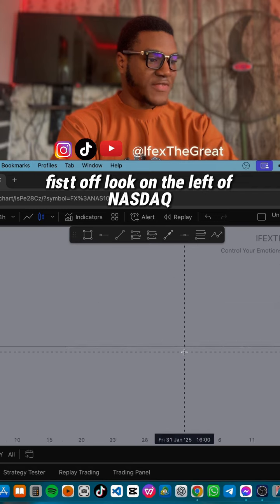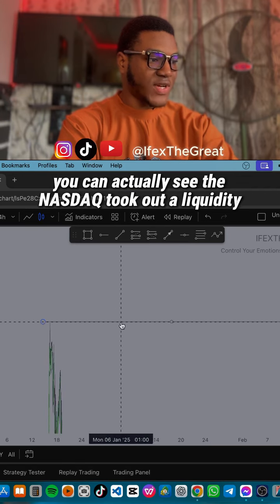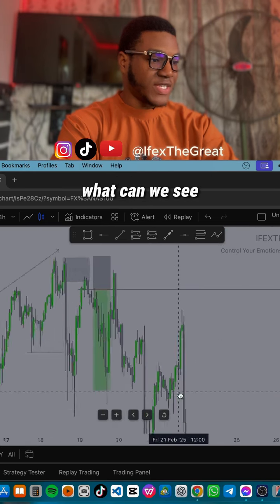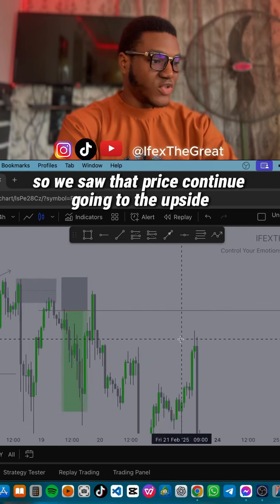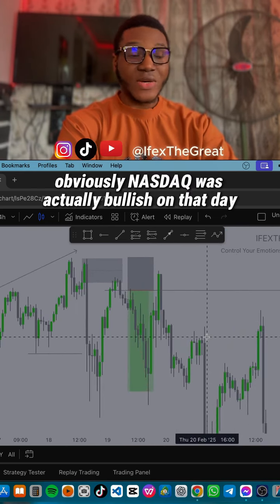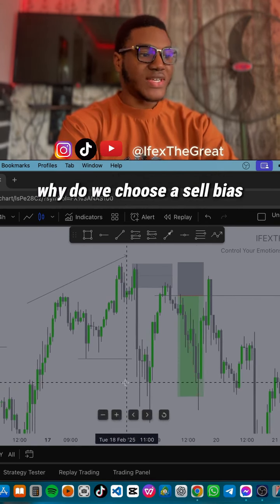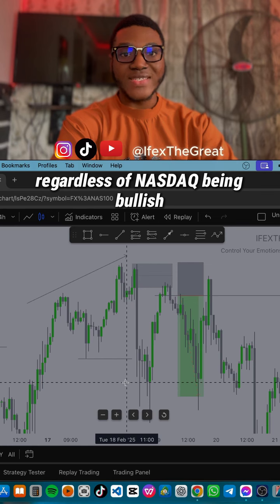First off, if you look on the left of Nasdaq, you can actually see that Nasdaq took out a liquidity, which was a high liquidity. And after taking out that liquidity, what can we see? So we saw that price continue going to the upside. Obviously, Nasdaq was actually bullish on that day, but what can we see that happened? Why did we choose a sell bias regardless of Nasdaq being bullish?